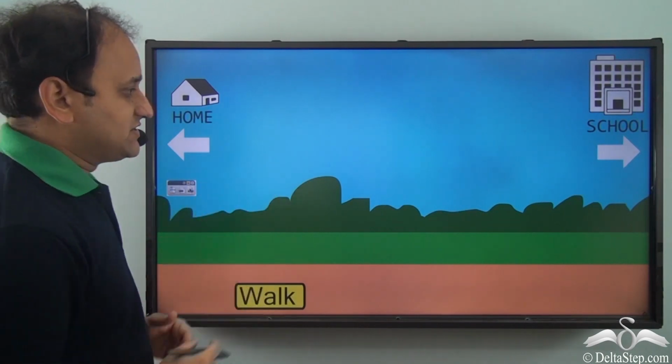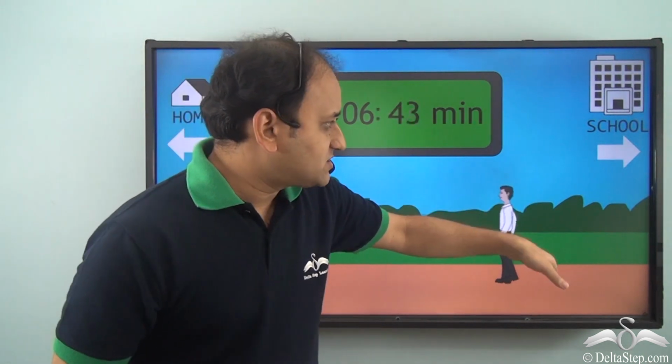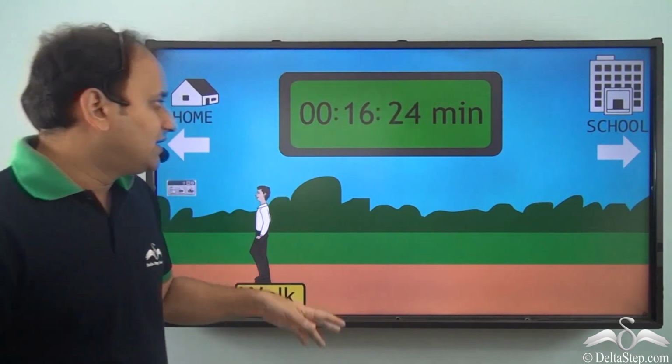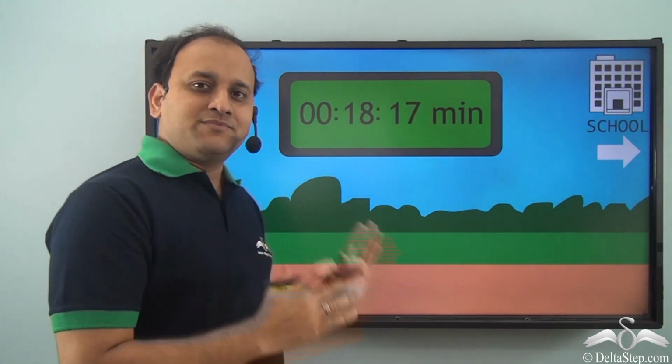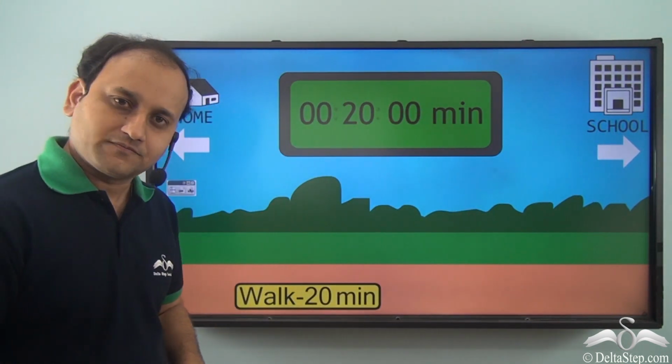Now let's see another example. Now here, Ravi walks from school to home. And what is the total time which he takes for that? Well, he takes 20 minutes to walk from school to home.